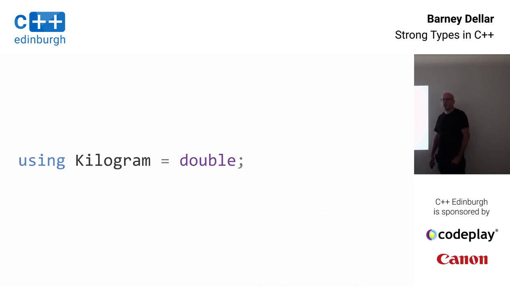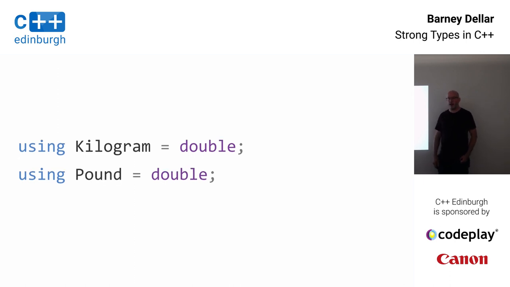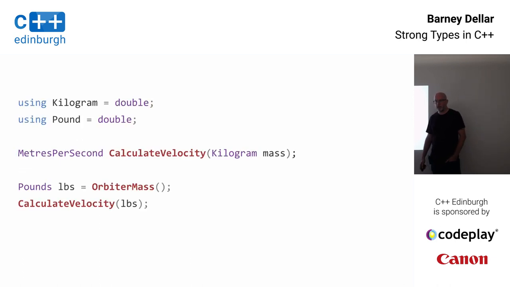And the obvious way to achieve that in C++ is to use a type alias. With this line here, we can create a type called kilogram, which represents a double. Perfect. Then we can do the same thing for pound, and now we've also got pound representing a double as a distinct type. And if we write this again, now we're trying to pass in a value in pounds into a function expecting kilograms, it shouldn't compile, so brilliant. But it does. And that's because kilogram and pound are just pseudonyms for double, and pseudonyms for each other. So this hasn't solved our problem at all, so we need something more complicated.